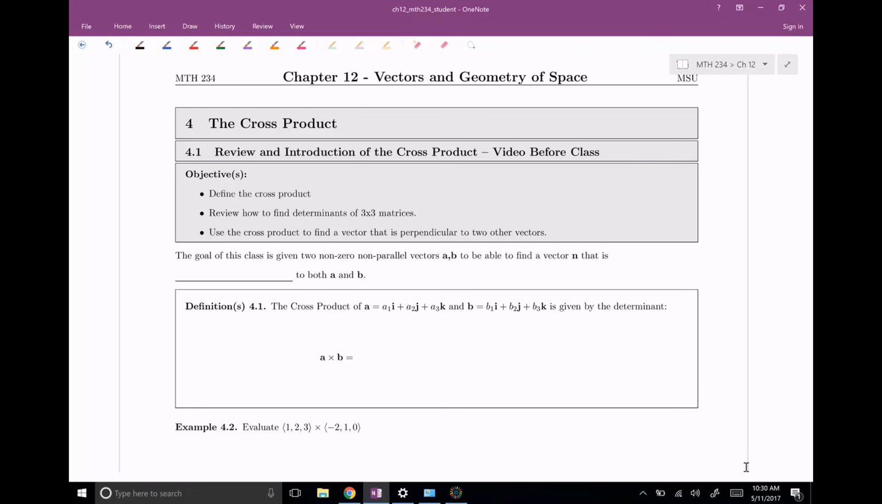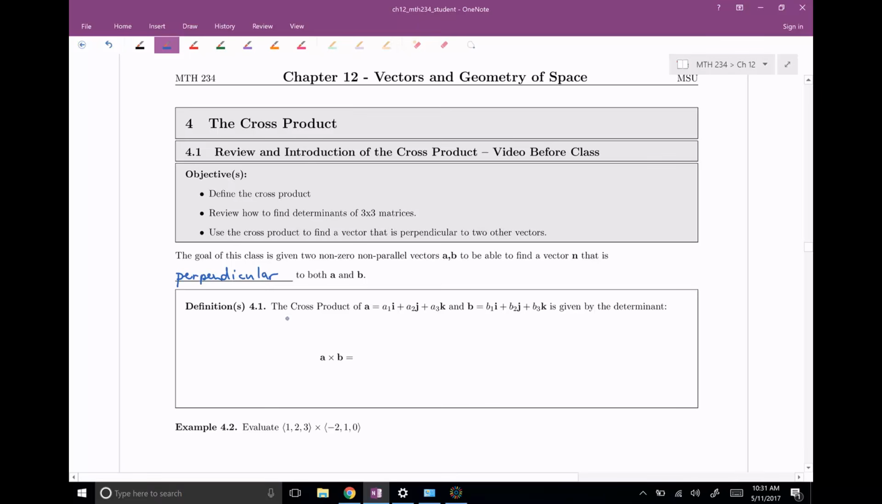And then finally, we're going to use the cross product to find vectors that are perpendicular to two other vectors. And that is what it's used for. So the goal, the reason why we bring up this cross product, is that if we're given two non-zero, non-parallel vectors, A and B, we want to be able to find a vector n that is perpendicular or orthogonal to both vector A and vector B. So that is the goal. That's what the cross product is used for.